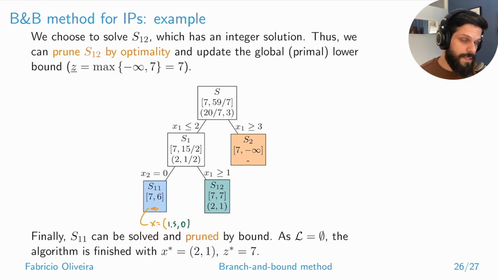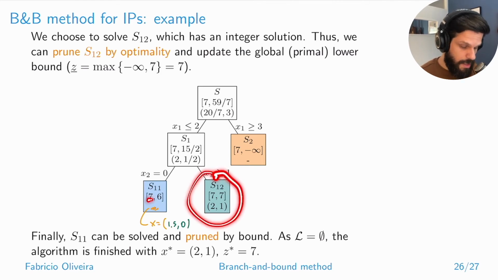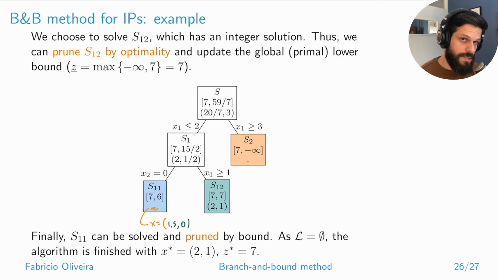And that basically tells us that because I solved this first, then I had a primal bound that happens to be greater than this dual bound in a maximization. That means that I can prune this by optimality, and I don't need to carry on branching on this.